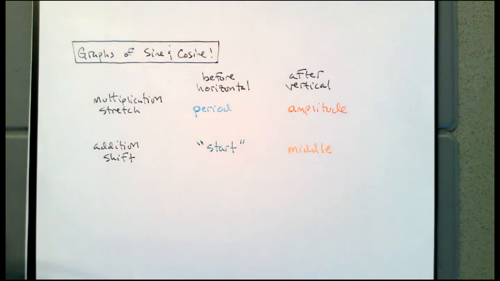So there are four things that we want to identify when we're looking at an equation or a graph: the middle, the amplitude, the period, and where we consider the start to be. Let's write down our equations of sine and cosine with the letters we were using, A, B, C, and D, and talk about how to read what those numbers tell us.